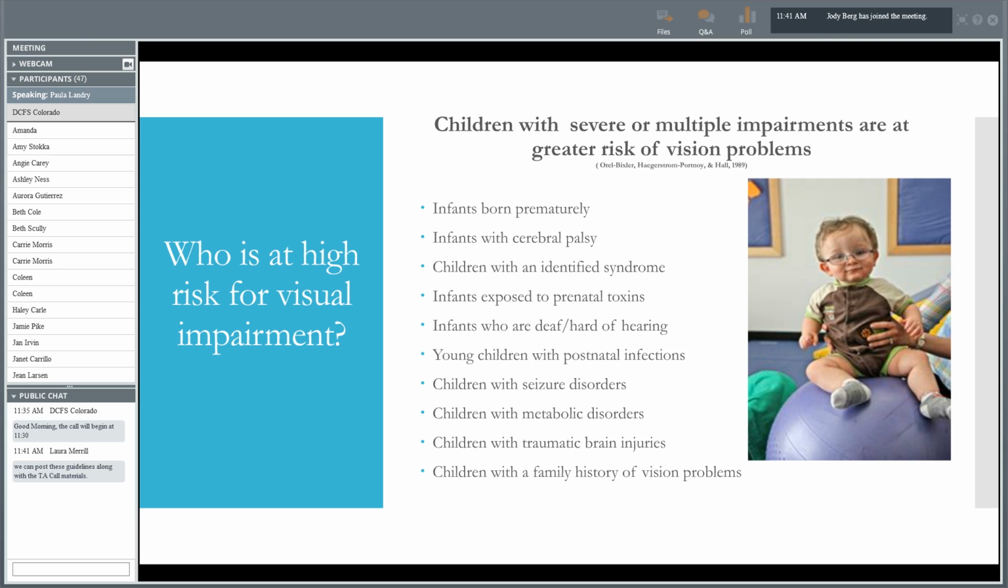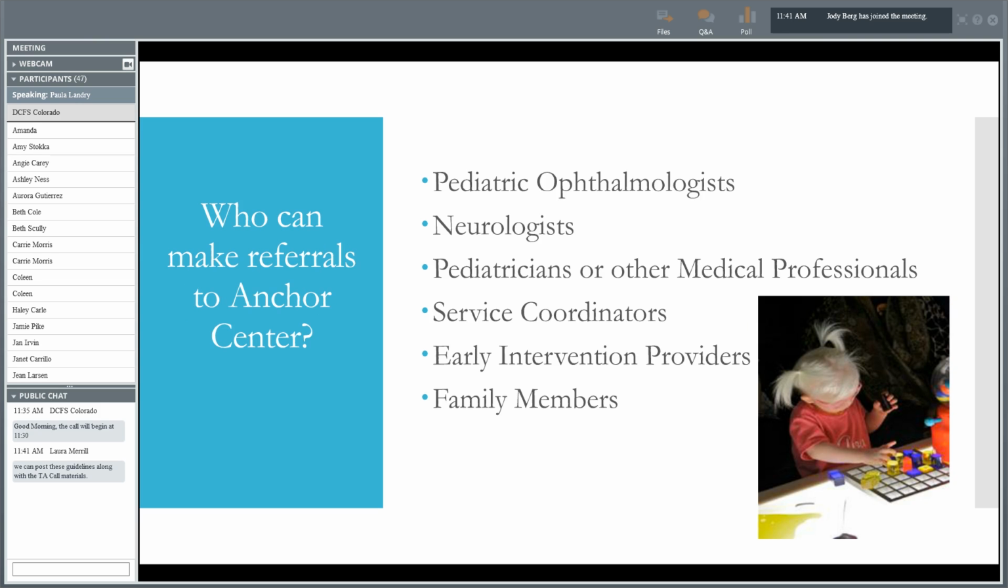So again, these things don't necessarily indicate a vision impairment for sure, or positively identify that, but knowing that those children in these categories are at higher risk, just pay attention or look a little bit more closely at those little ones to see if it really is in fact vision or something else going on.